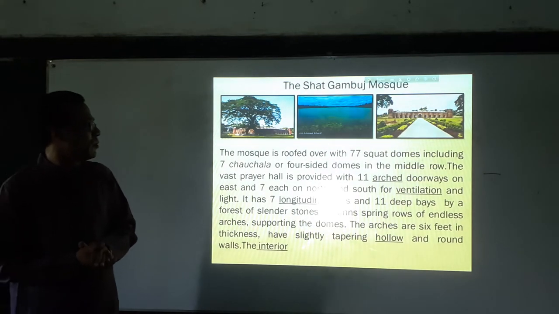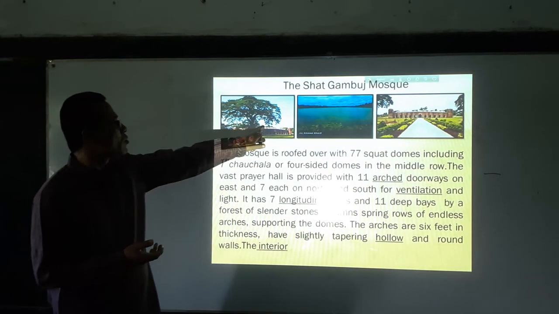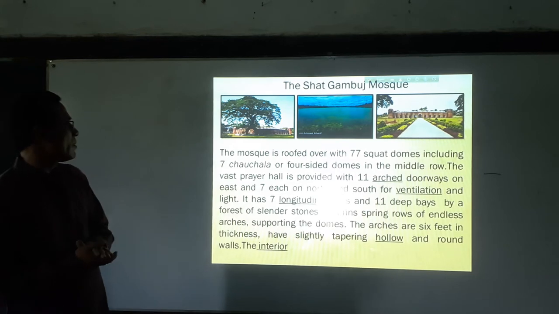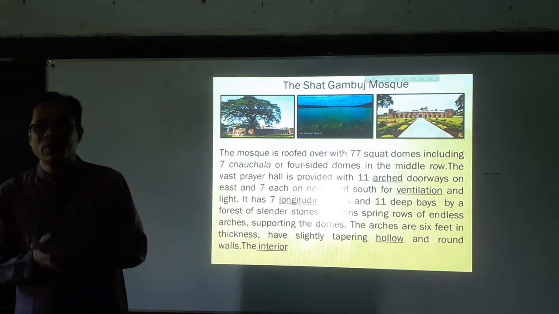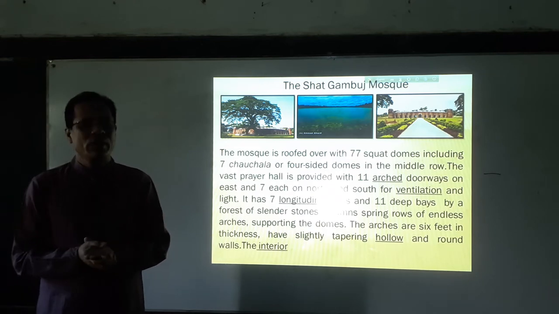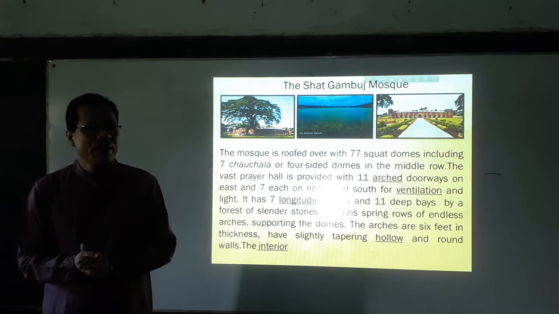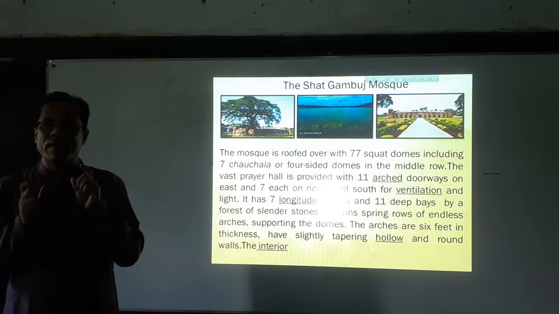The mosque is roofed over with 77 square domes, including 7 chauchala. Though we call it Shahid Gumbaz Mosque for having 60 domes, actually it has 77 square domes, including 7 chauchala.